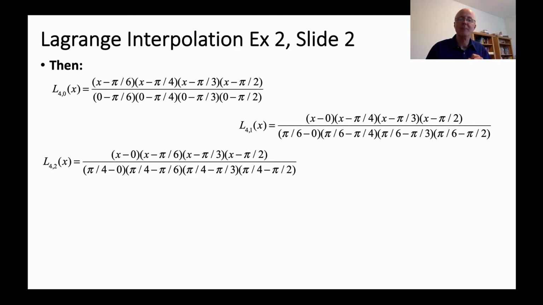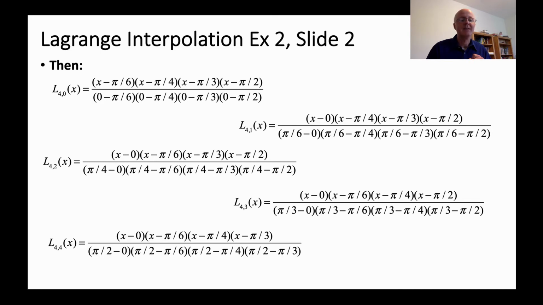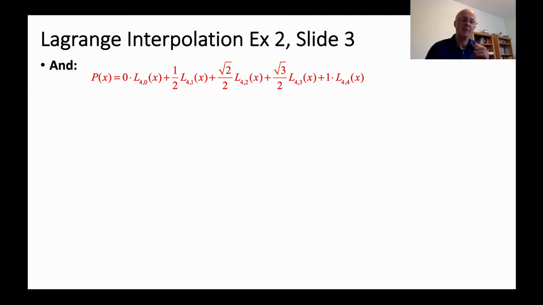This one's equal to 1 at pi over 4, and 0 at the other nodes. This one's equal to 1 at pi over 3, and 0 at the other nodes. And this one's equal to 1 at pi over 2, and 0 at the other nodes. So these would be the actual Lagrange basis polynomials. And now we form a linear combination of these where the coefficients, the weights in front of these things, are the outputs of the sine function at these nodes. These exact values, 0, 1/2, square root of 2 over 2, square root of 3 over 2, and 1, which we can then approximate.